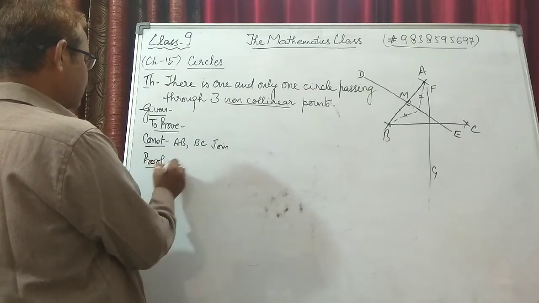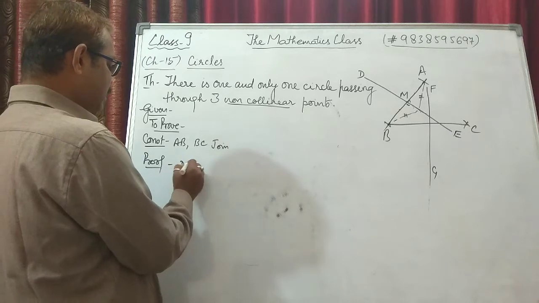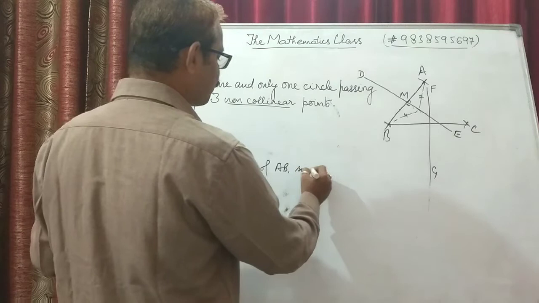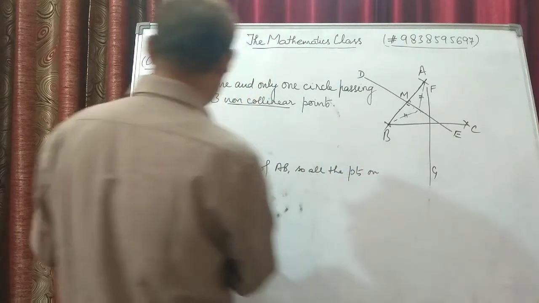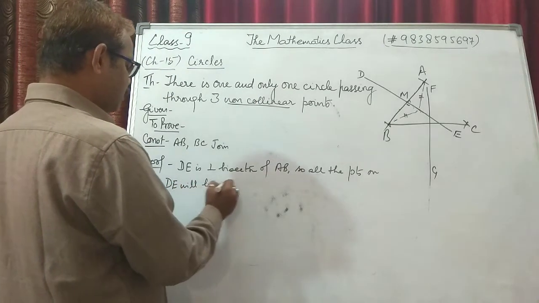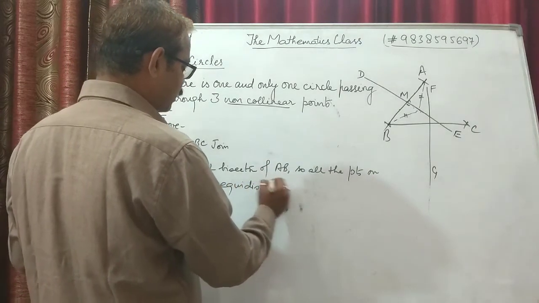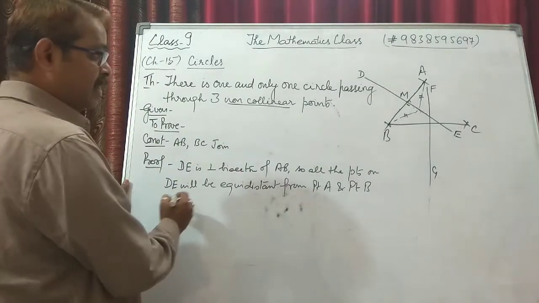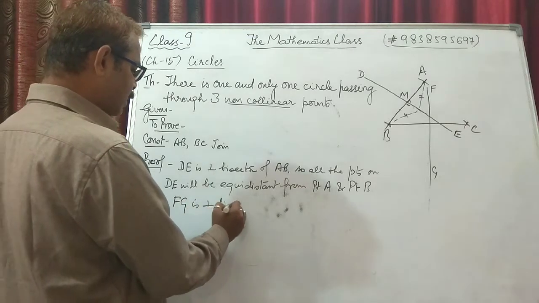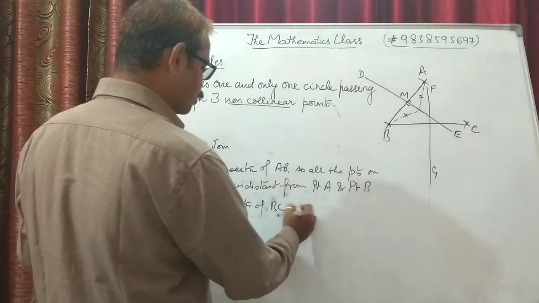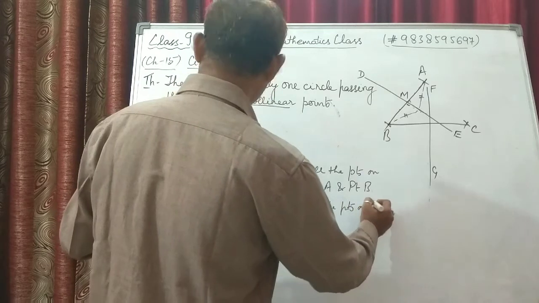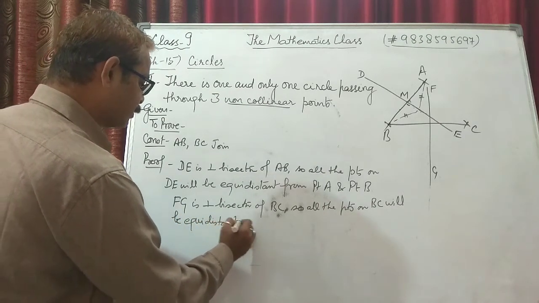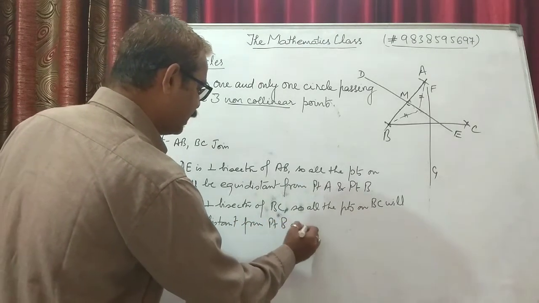Now proof. What is the proof? We can say DE is perpendicular bisector of AB. So all the points on DE will be equidistant from point A and point B. First point. Secondly, we can say FG is perpendicular bisector of BC. So all the points on FG will be equidistant from point B and point C.